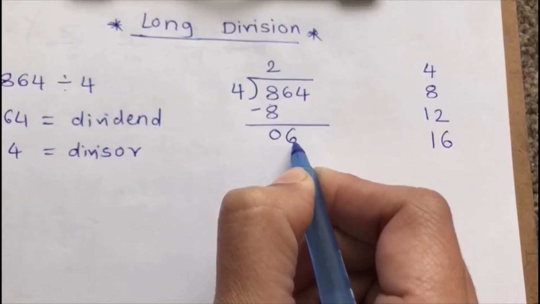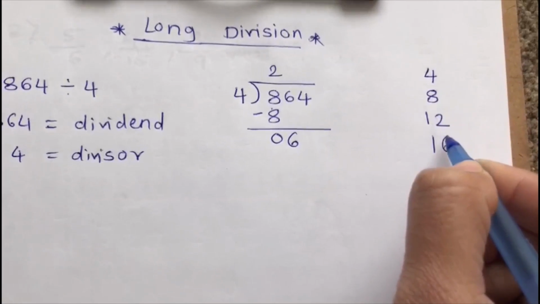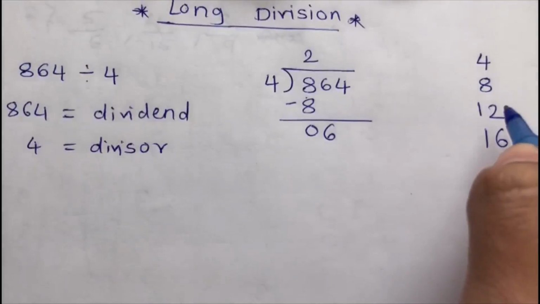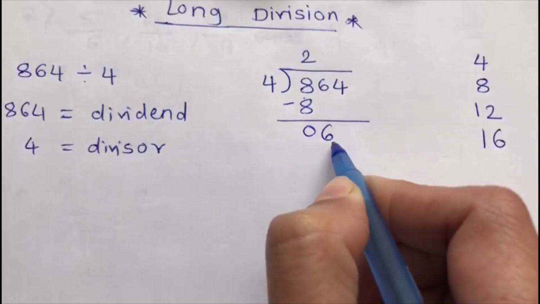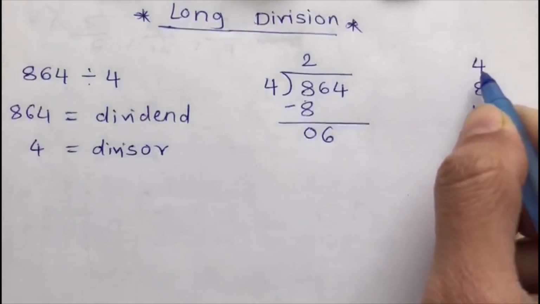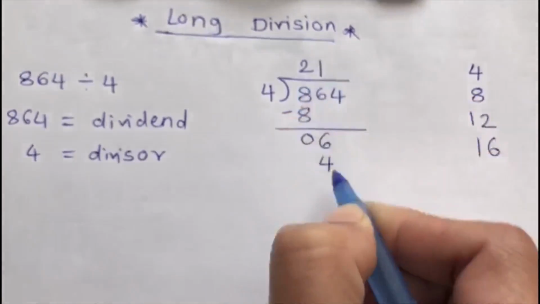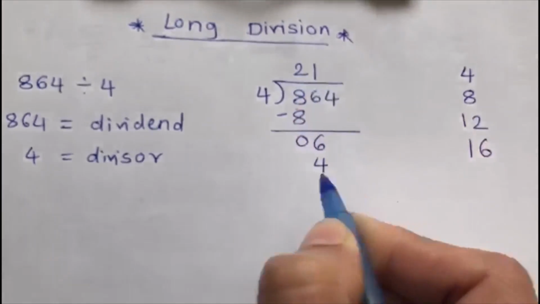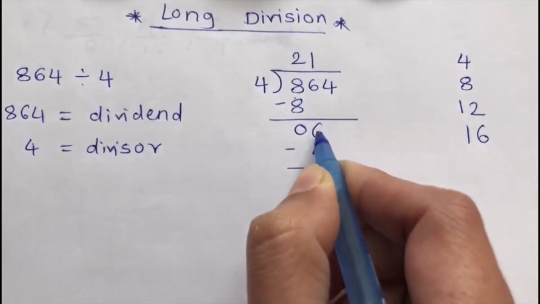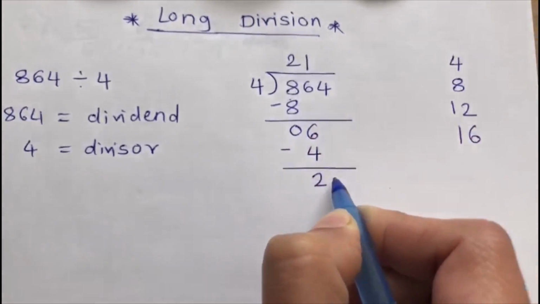Now we have to divide this 6 by 4. But in the multiplication table of 4, there is no 6. At that time, we have to find a number less than 6, and it should be close to 6. So it is 4. So I write here 4, and 4 times 1 is 4. So I write here 1. When we minus 4 from 6, then we will get 2. Then take this 4 down.